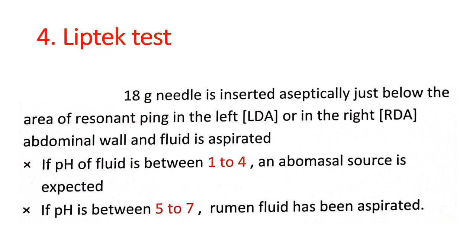Fourth question, define Liptak test. In this test, an 18 gauge needle is inserted aseptically just below the area of resonant ping in the left or right flank, either LDA or RDA, through the abdominal wall, and fluid is aspirated. If the pH of the fluid is between 1 to 4, an abomasal source is expected. If pH is between 5 to 7, rumen fluid has been aspirated.